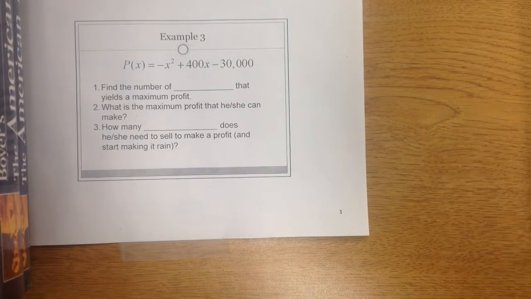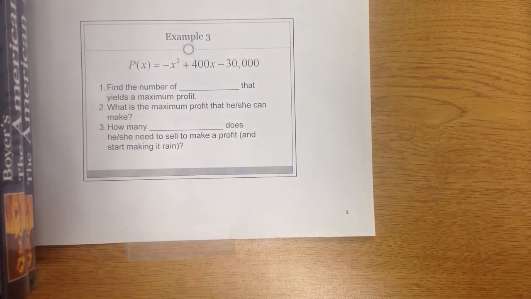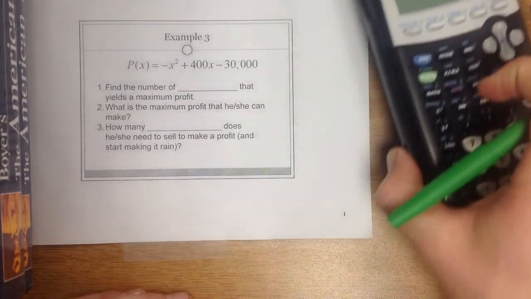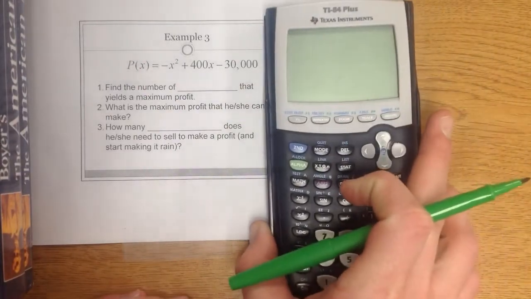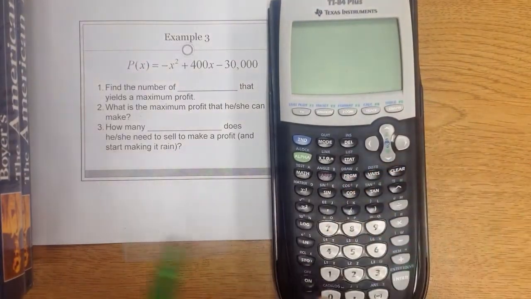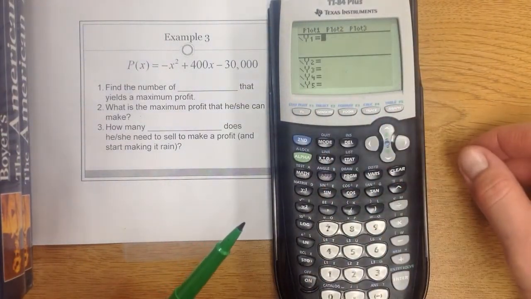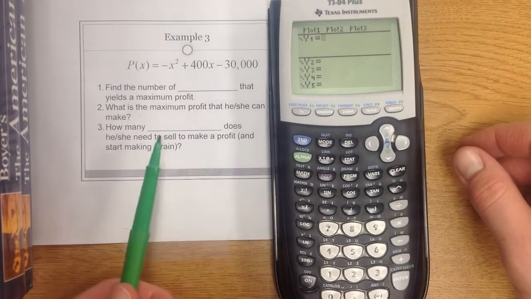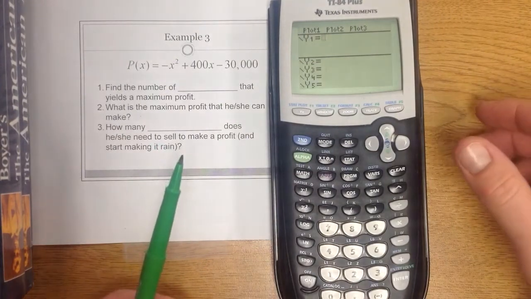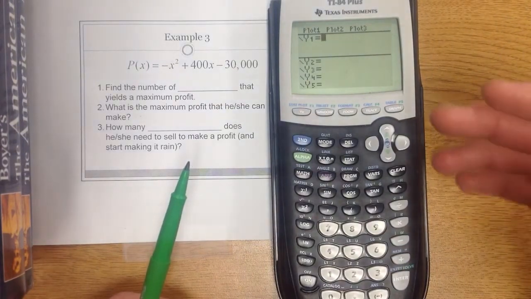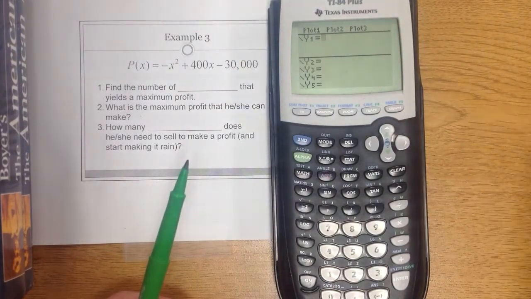Okay, let's move back over here to the actual problem. So this is our function, negative x squared plus 400x minus 30,000. So in this case, we can once again use our calculator to find out our maximum profit, how many items we need to sell in order to get that maximum profit, and how much we actually need to even just turn a profit in the first place.